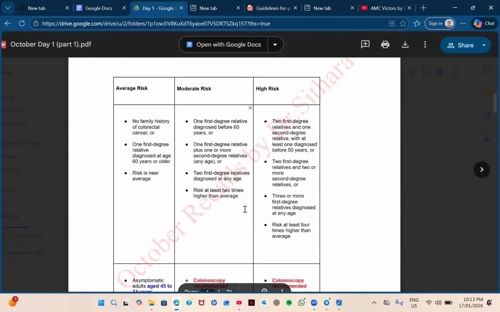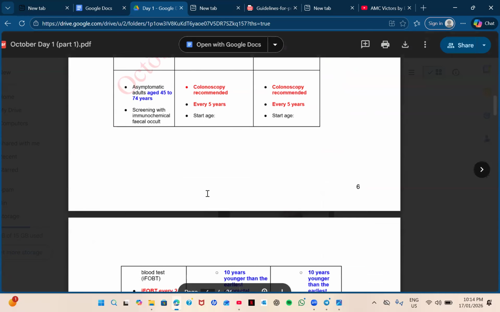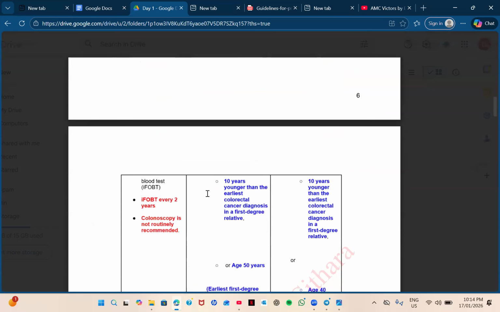Then, moderate risk people. In these people, colonoscopy is recommended every 5 years. Every 5 years. Starting age is 10 years younger than the earliest colorectal cancer diagnosed in first degree relative.